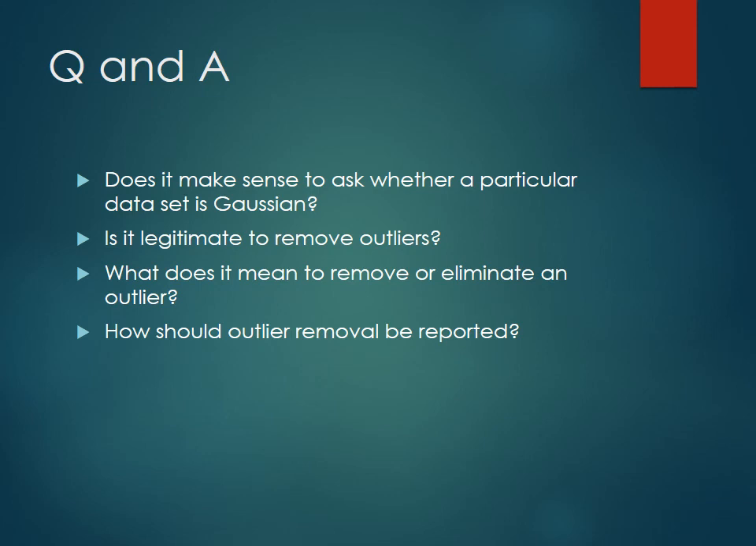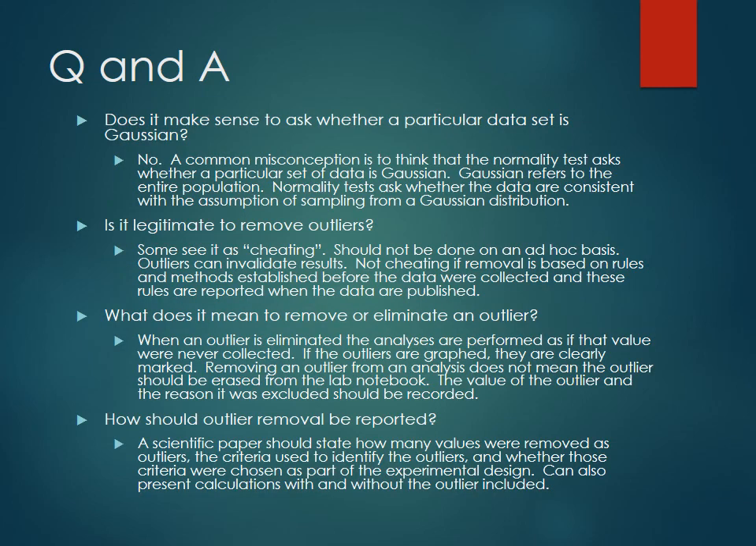Okay, so now I'll do a little Q&A. The first question is, does it make sense to ask whether a particular data set is Gaussian? Not really. The common misconception is to think that normality tests are asking whether a particular set of data is Gaussian, but really what we're looking for is to see whether or not the data that we're looking at appears to be sampled from a Gaussian distribution. So a little difference there.